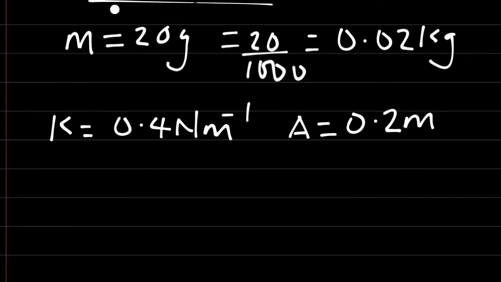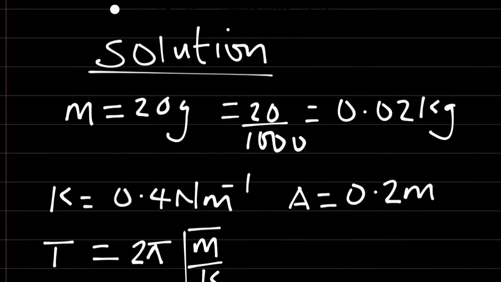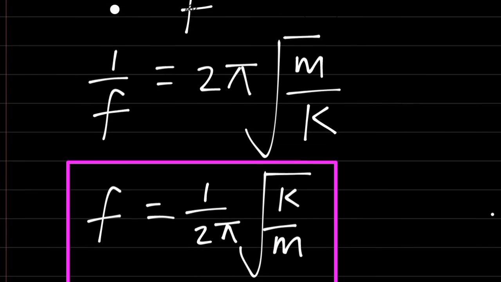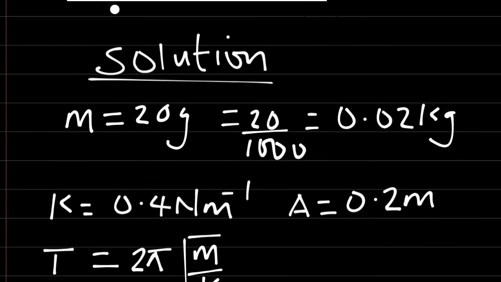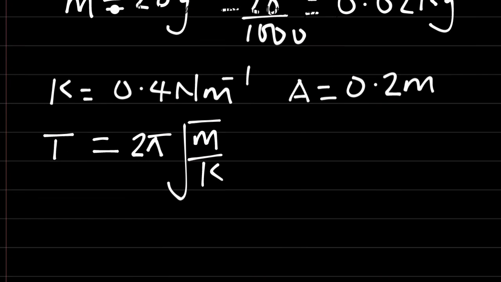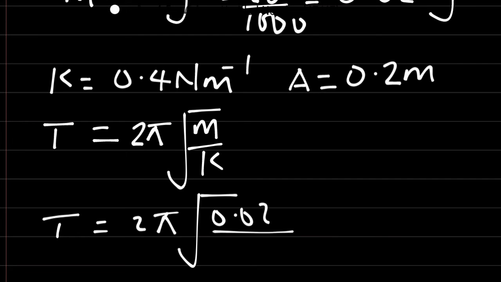The first question, we are to calculate the period of the motion based on the parameters given. From our formula gotten above, we have that the period is equal to what? 2 pi root m over k. Okay, T is equal to what? 2 pi root m over k. Therefore, we are going to have T is equal to 2 pi square root of, my m is 0.02 divided by 0.04.